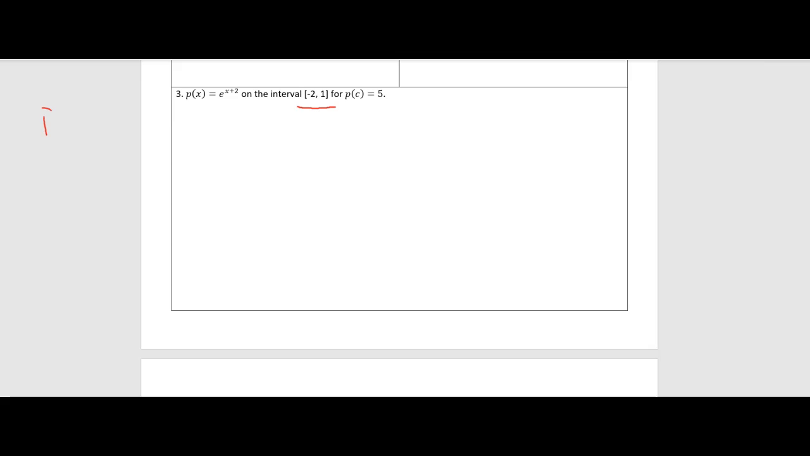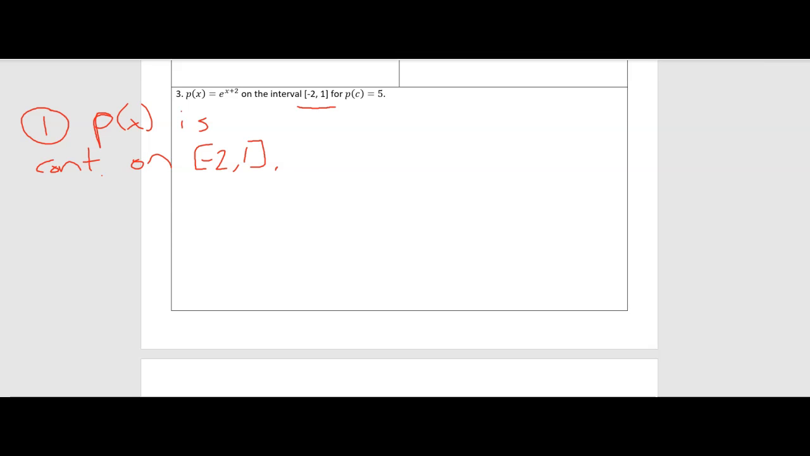So let's first think about, is this function continuous on the closed interval? It's an exponential function, and the base is not 0, so we don't run into that 0 to the power of 0 problem. Otherwise, exponential functions are always continuous. So in this case, it's p of x, not f of x. So p of x is continuous on -2 to 1 closed interval.